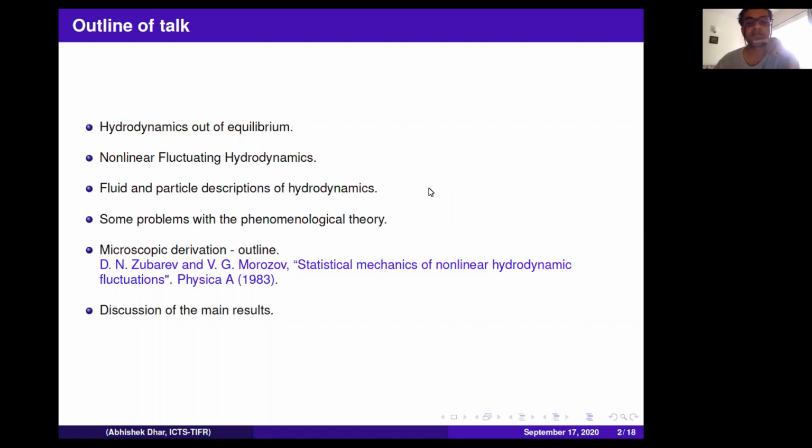Then there's a way to write down these equations of hydrodynamics in a purely phenomenological way without bothering about the microscopic origin, but then there are some problems which I'll discuss. Then I'll outline the microscopic derivation that we have. Basically, this follows an approach first developed, I think, by Zubarev and Morozov, in this very nice review article in Physica. They were trying to derive hydrodynamics using this projector formalism, which I'll discuss. So I'll give an outline of our derivation and discuss some of the main results.